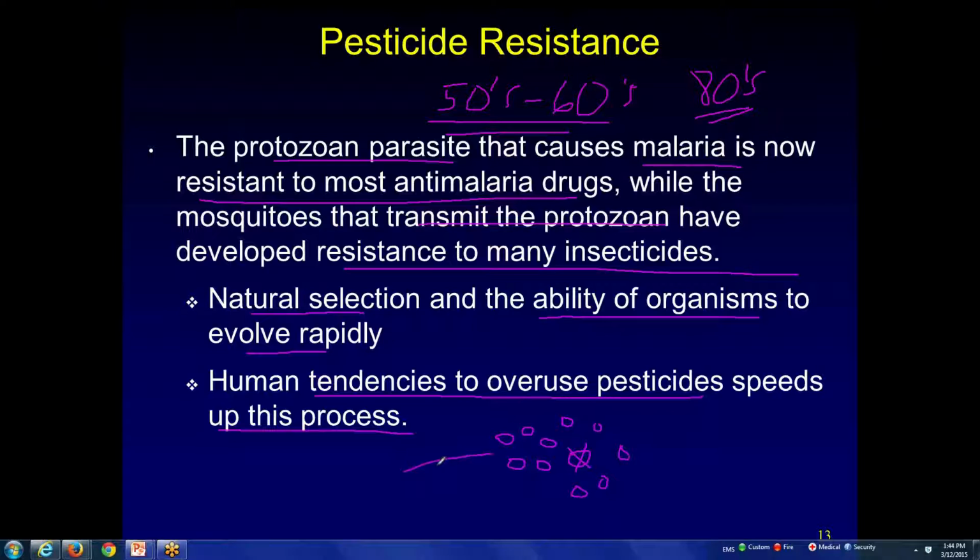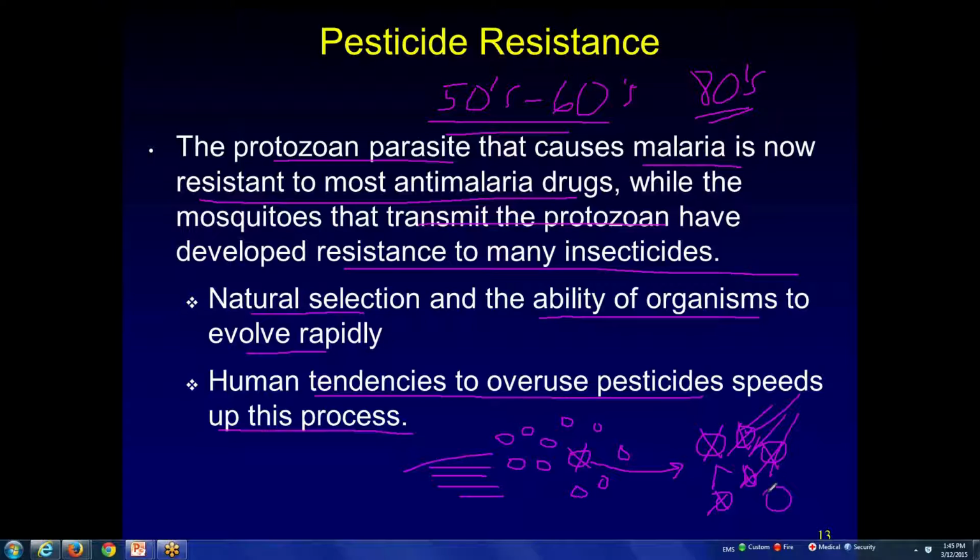Now let's spray the population. So everybody in this population is going to die except who, guys? That's right, the one with the X on it, because it has resistance. So now the mosquito with the X on it is the only one that survives, and it gives birth to many mosquitoes that have the resistance. Now we have an entire population of mosquitoes that all have the resistance. So we have to come up with another insecticide and spray them with that.